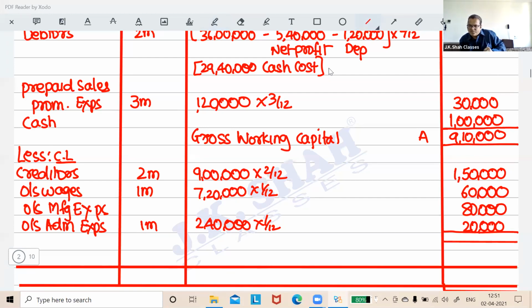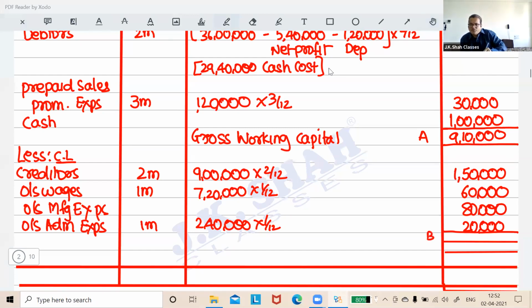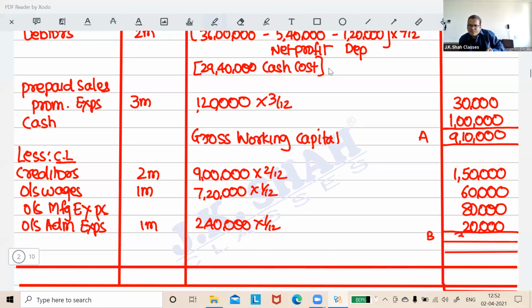So this total, the total of B, 150 to 10, 310. Correct? Now see, A minus B is 6 lakh. Correct? Means ordinarily what should happen? Ordinarily, we should go to the bank and borrow 6 lakh rupees.